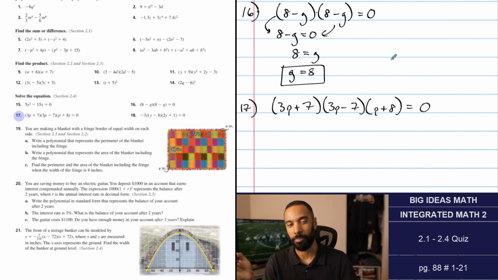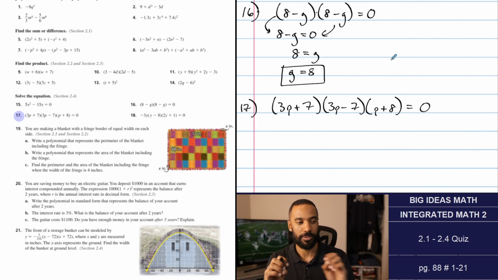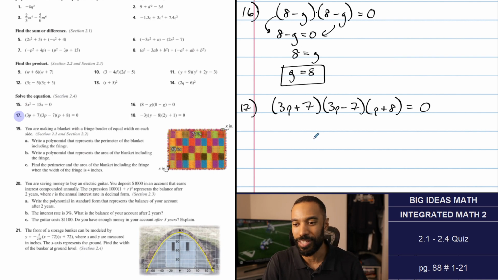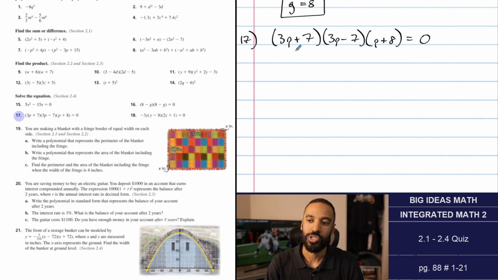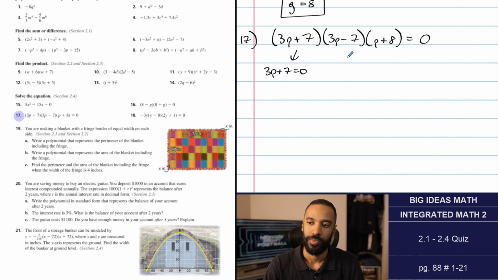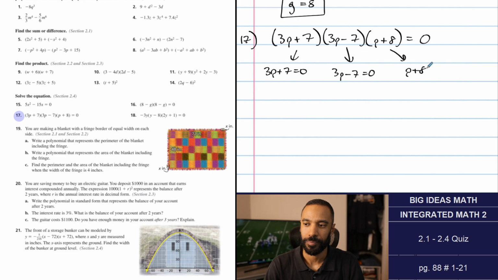It sucks it in like a black hole. 0 times this number times this number times this number times this number still equals 0 no matter what it is. So it just kind of takes it all away. So either 3p plus 7 equals 0, or 3p minus 7 equals 0, or p plus 8 equals 0.